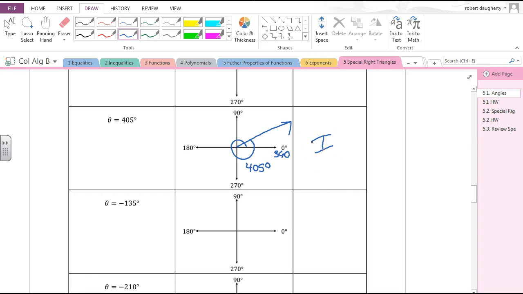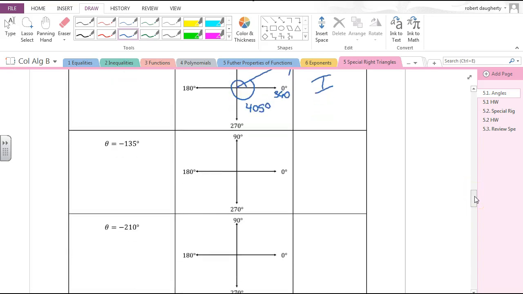Negative 135. See if you can draw that and see where that is going to end up. Yeah, quadrant 3. So negative 135. Start at 0, but I'm going to have to move in the clockwise direction. So when I get from here to here, this is negative 90. That's negative 180. So negative 135 is before I get there. So it's somewhere right here. So that's a negative 135 degree angle, and that is what quadrant? Quadrant 3.